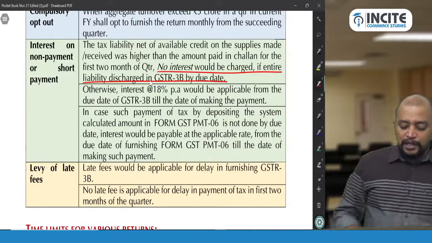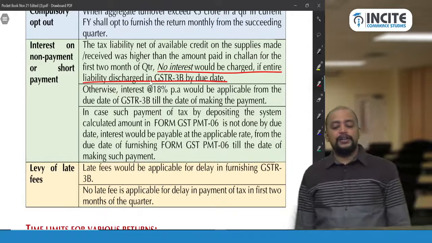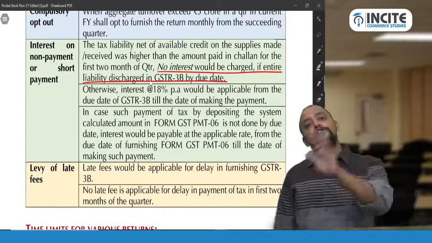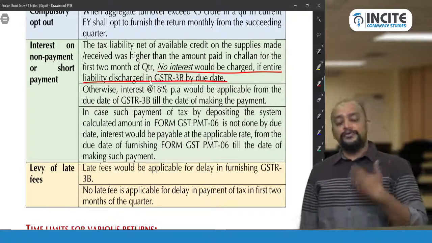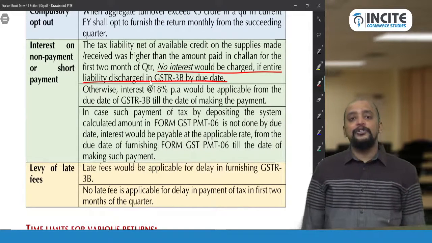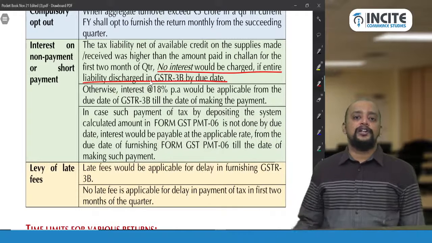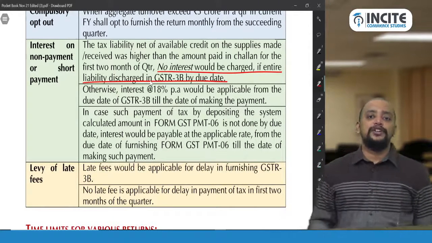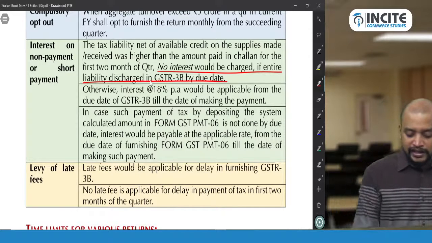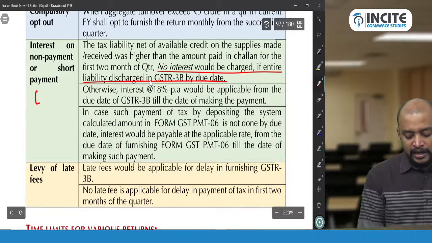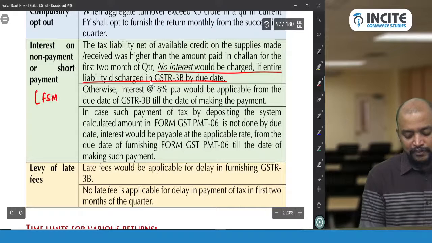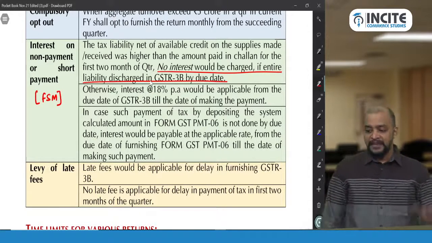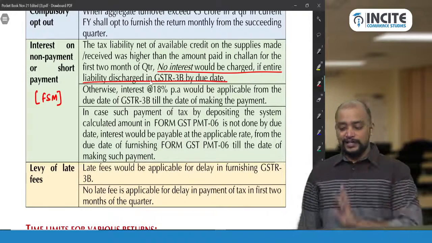In case payment of tax by depositing the system calculated amount is not done by the 25th for the monthly amount, by the 25th you have to pay. If you are not paying by the 25th, then you need to pay interest for the period beyond that 25th, till the time you pay that month's amount for deposit into PMT-06. So this interest for non-payment or short payment is in case of which method? Fixed sum method, not the self-assessment method. You just write there FSM, fixed sum method only, this will be applicable.